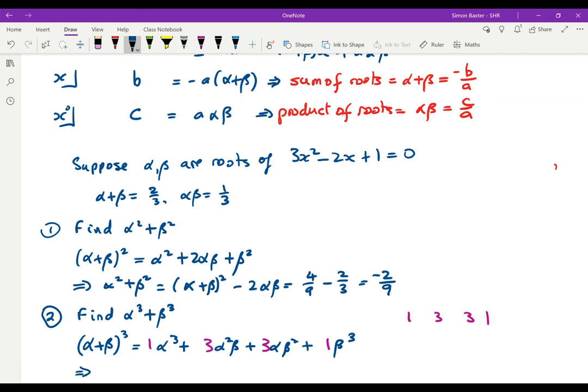Subtract 3 alpha squared beta and 3 alpha beta squared. Subtract that from both sides. Write it down the other way round. Alpha cubed plus beta cubed is equal to alpha plus beta cubed minus 3 alpha squared beta minus 3 alpha beta squared.